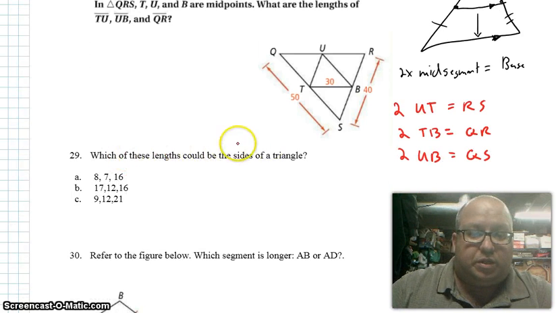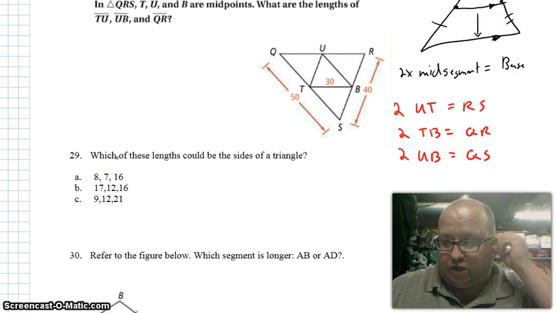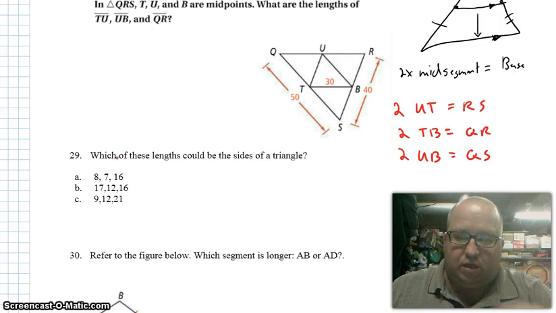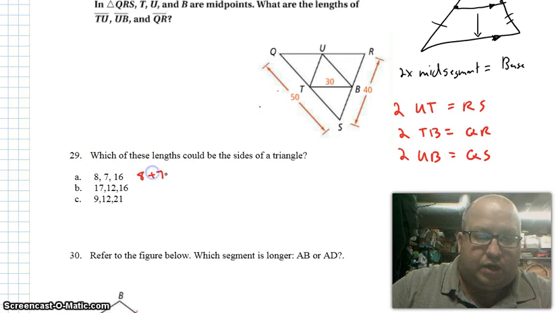Which of these lengths could be the sides of a triangle? Well, here's what you have to do. You have to take each 2 sides and add them up, and they have to be bigger than the third side, and you really need to do that 3 times. But there's a little shortcut for that, and that is if you add up the 2 smallest, like we'll just do with this top one, 8 plus 7, and make sure it's bigger than the third piece.